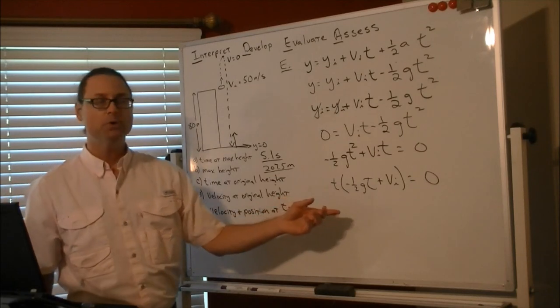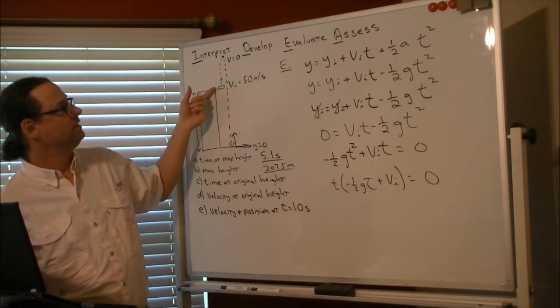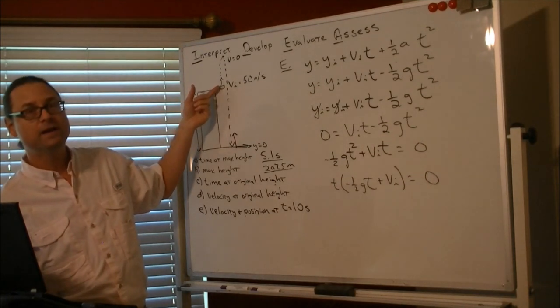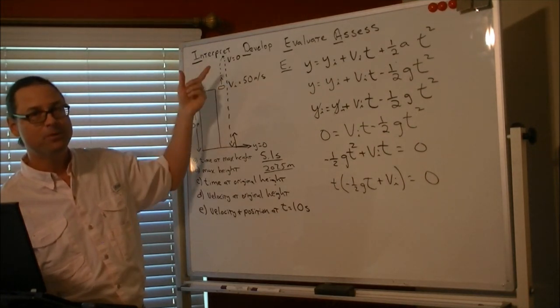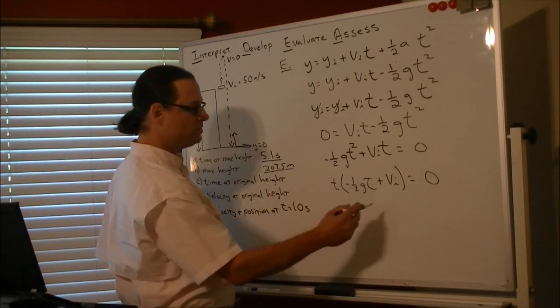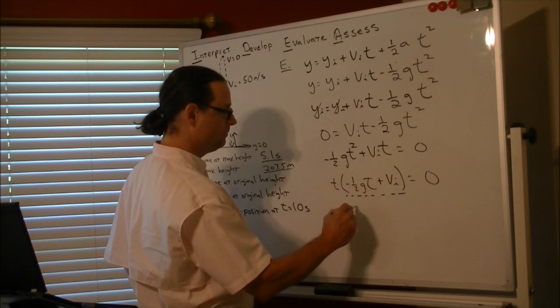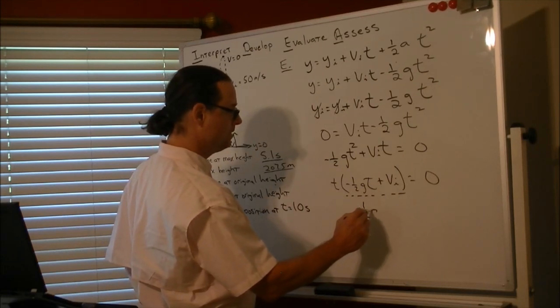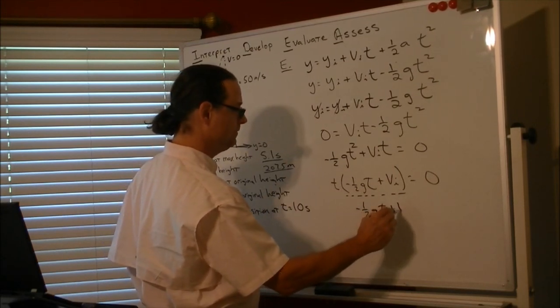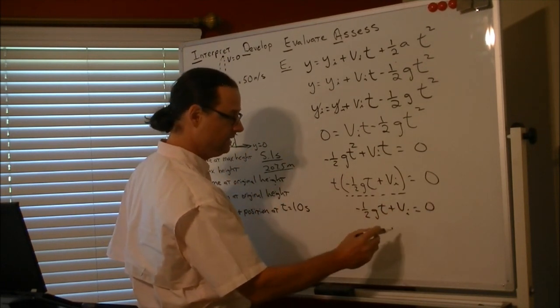And what does this correspond to physically? Well, t equals 0 is just the moment in time when the rock was at the original height because it hadn't been thrown upward yet, or the instant while it's being thrown upward. So that's one solution, but the solution we're interested in comes from negative 1/2 gt plus v initial being equal to 0. So now we just need to solve it for t.